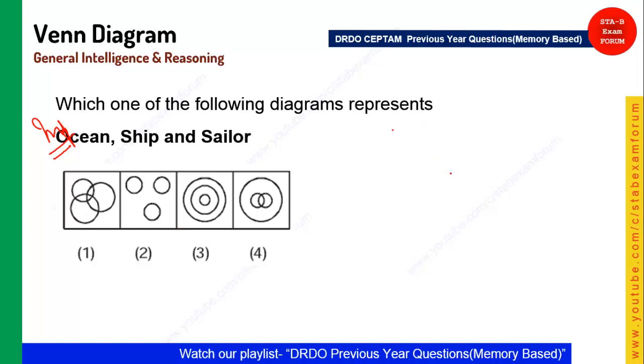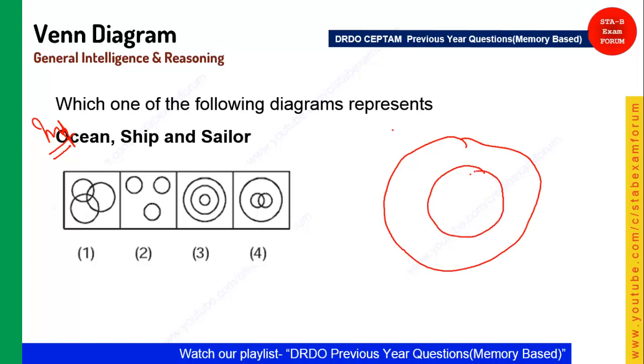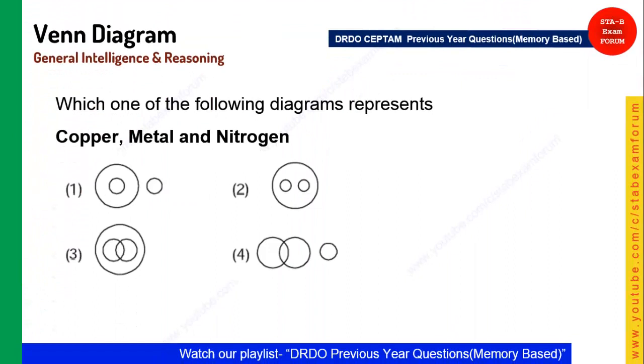There is an ocean, this is the largest category, ocean. Inside an ocean, there is a ship. This is an ocean, this is a ship, and inside the ship there is a sailor. Most of the books tell us this is the correct answer, so we also go for this type of logic. So option 3 should be the correct answer. Okay, let's see the next question.